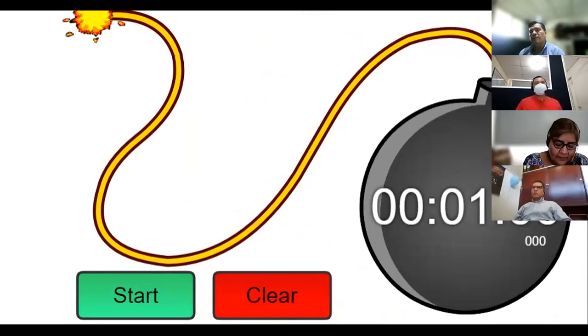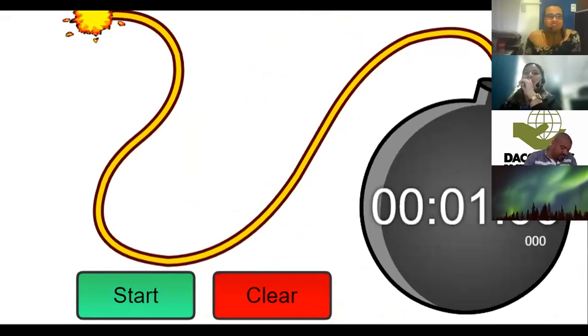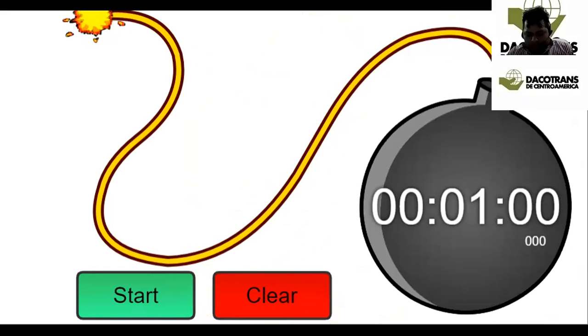Gustavo. Okay, Gustavo. Are you there, Gustavo? ¿Está ahí, Gustavo? I don't see him. Maybe he's connecting. Okay, he's trying to connect. Oh, there it is. Hello, Gustavo. Okay. Let me know if you are ready, Gustavo.